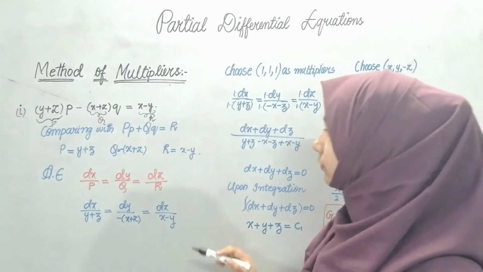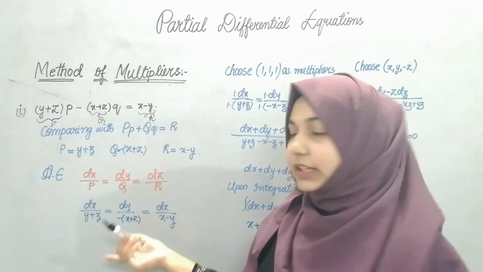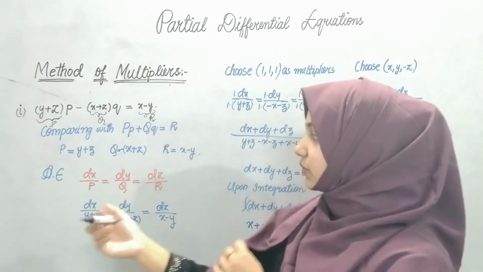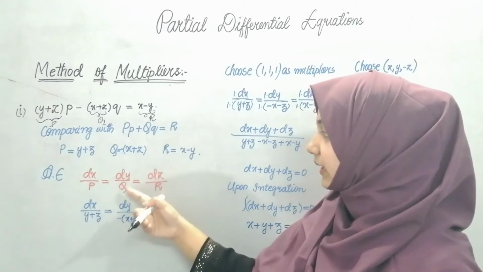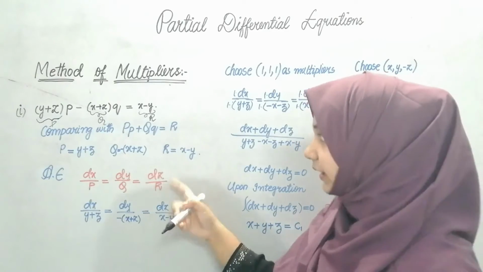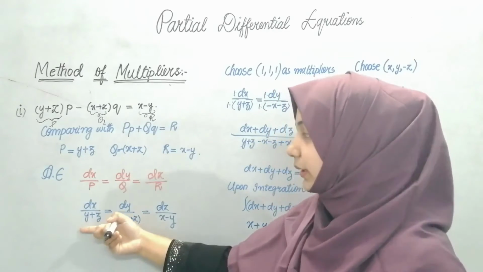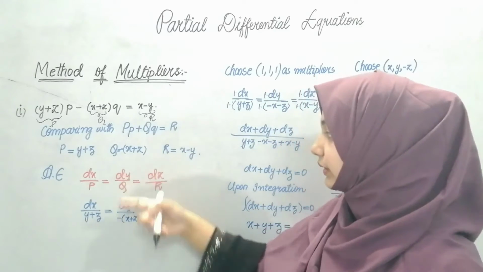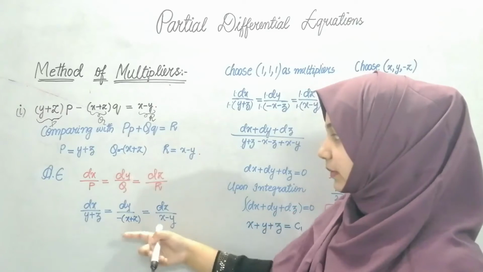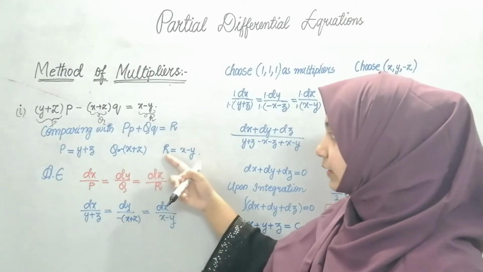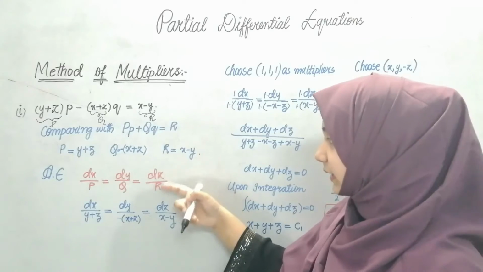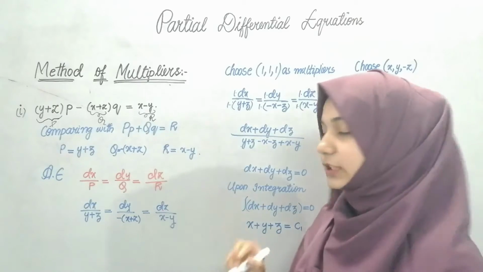Done. Now next, the auxiliary equation we know. Lagrange's auxiliary equation is what? dx by p is equals to dy by q is equals to dz by r. We are substituting simply. dx by what is p? y plus z. Done. Is equals to dy by what is q? Minus of x plus z, is equals to dz by what is r? x minus y.